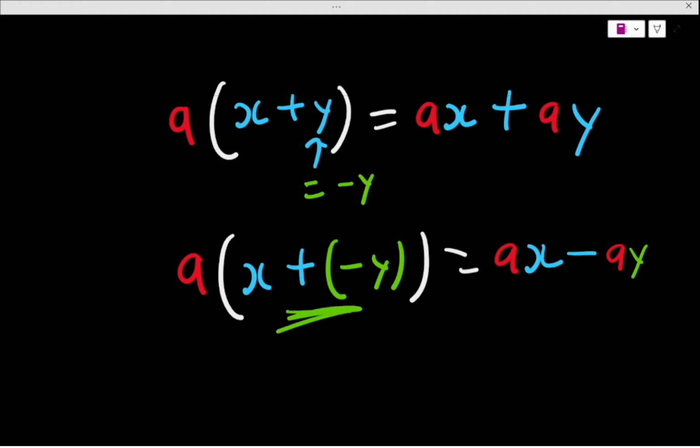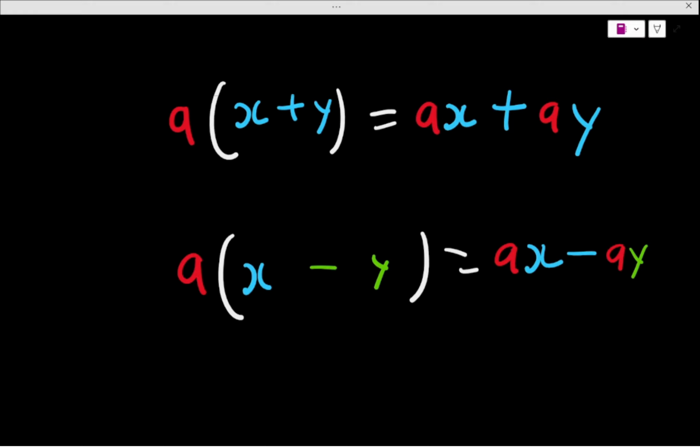This part right here can be reduced into just a simple x minus y. So here it is. Here's how you expand multiple things inside a bracket when it's being multiplied by something else outside of it. How do you remember it? Well, how I like to think of it is this.